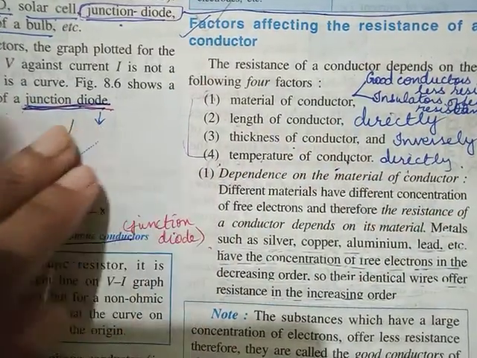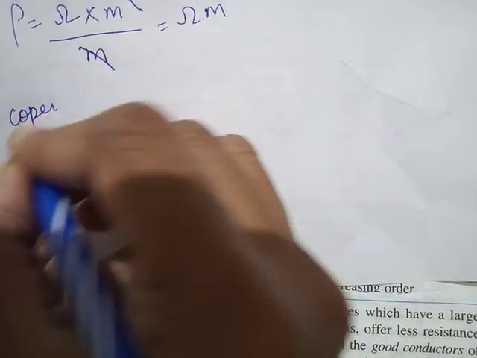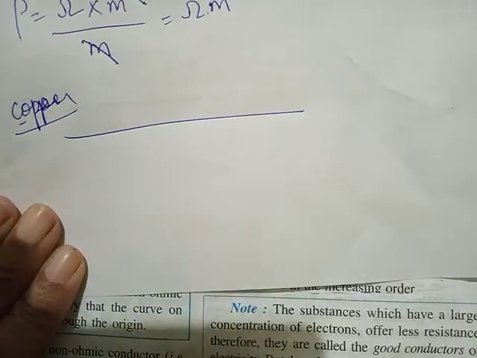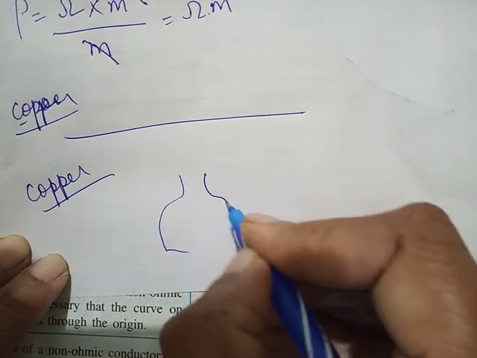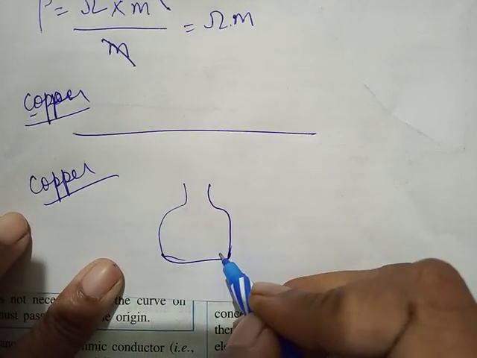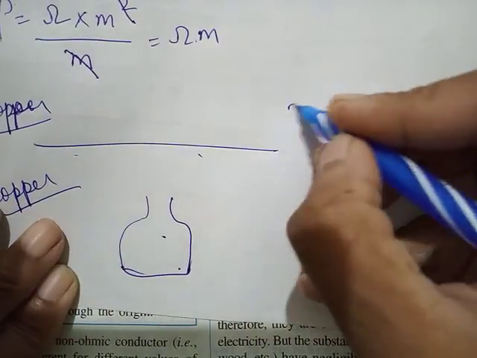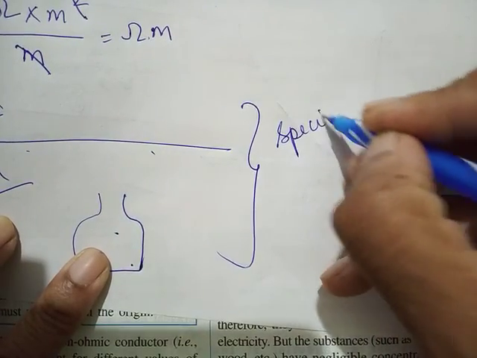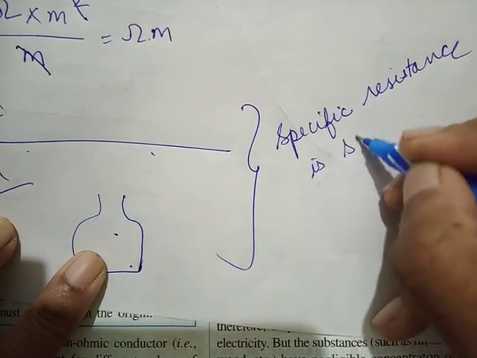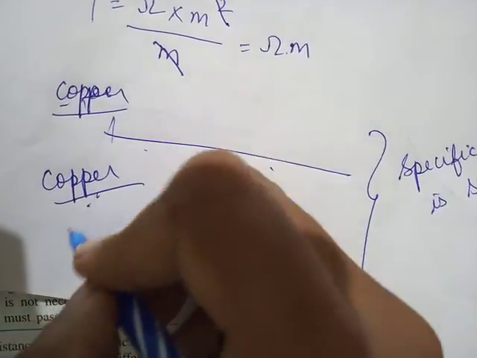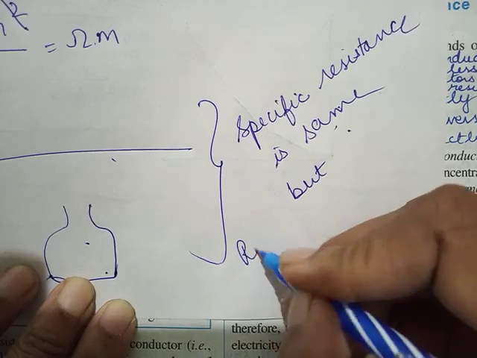So the thing you should know is, suppose I have a very thin copper wire, and another one, I have a copper vessel, a copper pot. You can imagine how heavy it will be and how light the wire will be. What about the specific resistance of these two? They will be the same. As long as they are made of the same material, if both are made of copper, specific resistance will be the same, but resistance will be different.